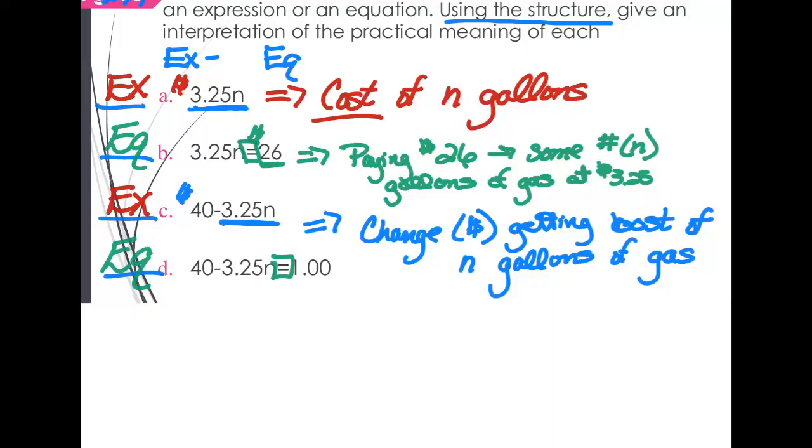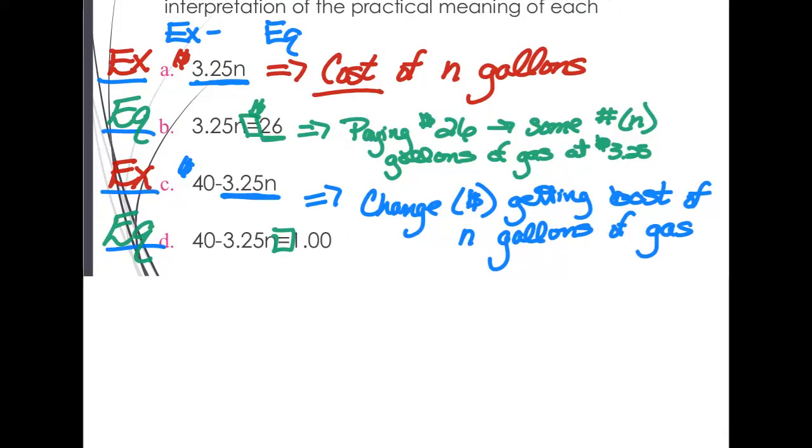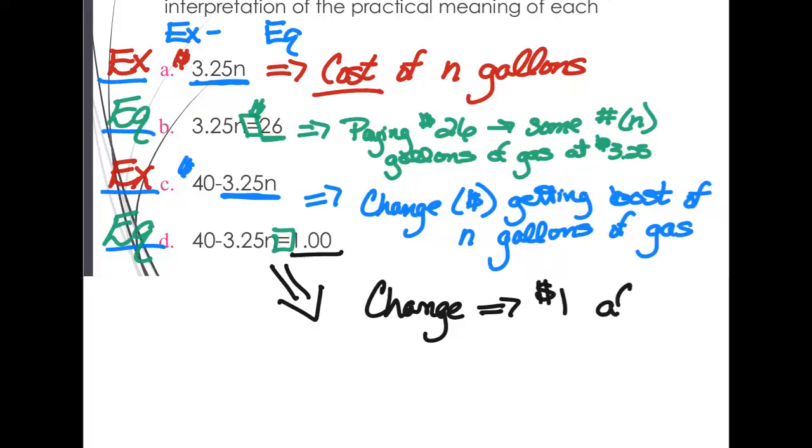So, in the last one, when I say 40 minus 3.25 N equals 1.00, what does this mean? Which is? Change of $1. So yeah, specifically when you set it equal to 1.00, it's the change you get back, which is exactly $1 after buying the gas. But do you see they're all very similar?